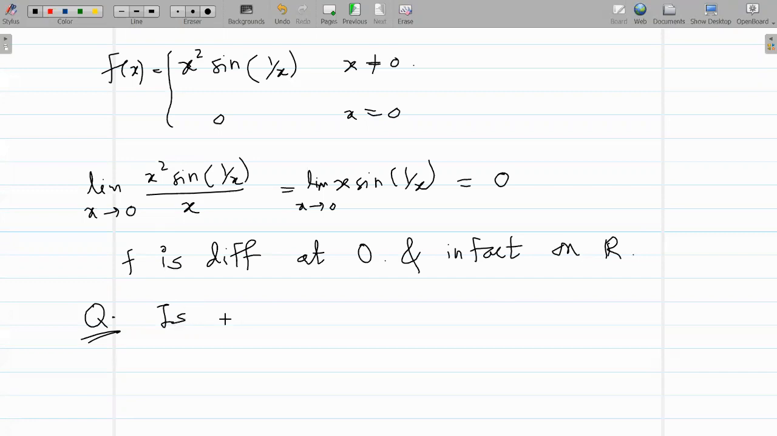So the question is: is f dash differentiable at 0? Which means, is f differentiable twice at 0? This I am not going to discuss now. You can do it afterwards. I hope the question is clear to everybody. This is an important kind of function that one has to be clear with.